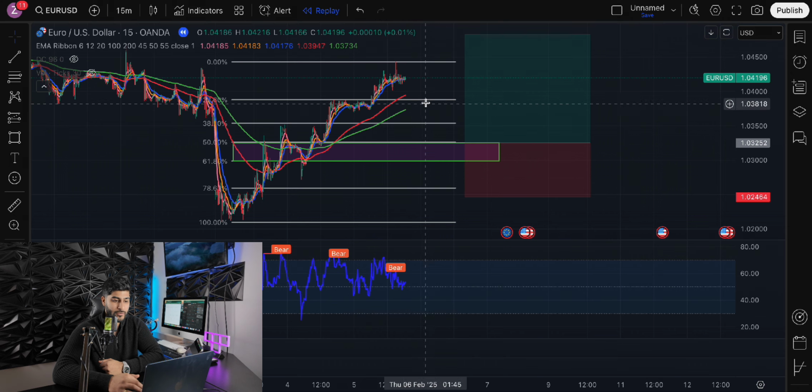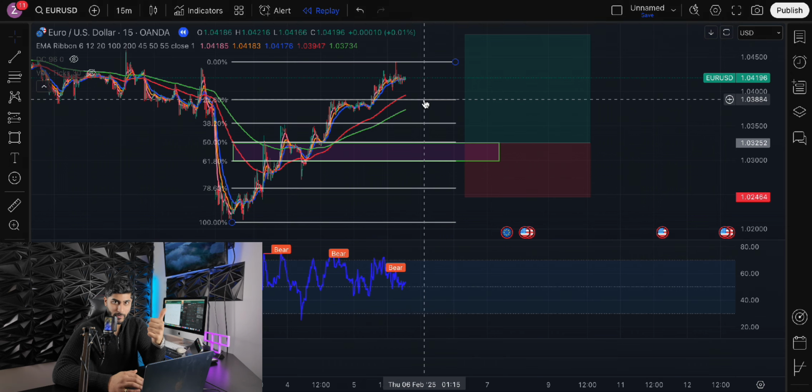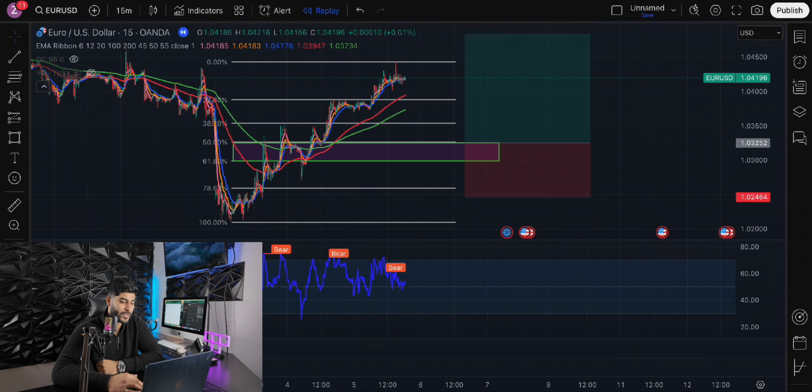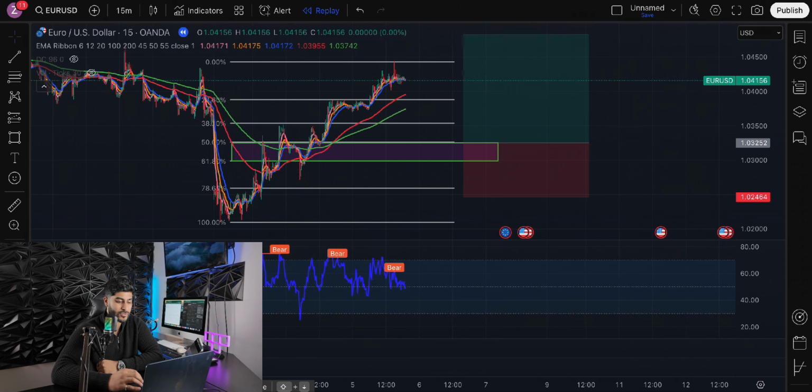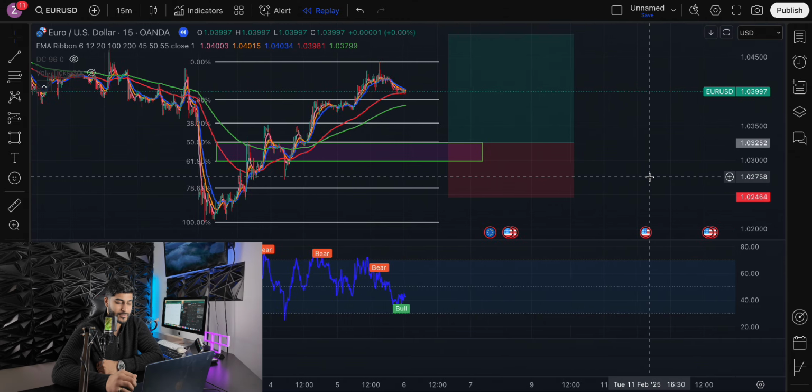But since we have 2 confluences here, we have our golden range within our Fib set, as well as the RSI saying that we have room to come down, I'm going to be taking this trade. So I'm putting it in 10x just so it goes by pretty quick, and I can give you guys a few examples of this. So let's press play now. Let's see what happens.